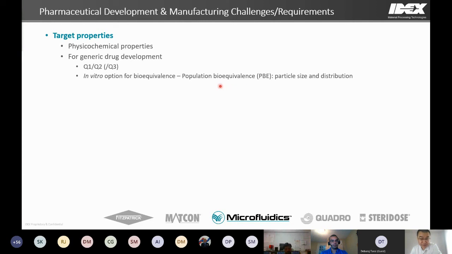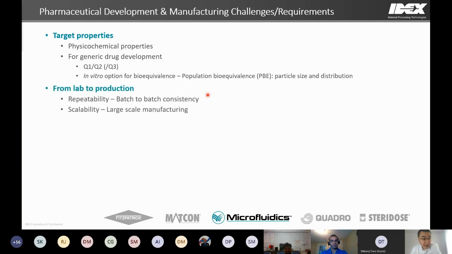The next requirement is that the selected technology should be robust enough and able to produce repeatable results to ensure batch-to-batch consistency. The choice should also be future-proof in terms of scalability, which means it can be easily scaled up for manufacturing with guaranteed scale-up results.